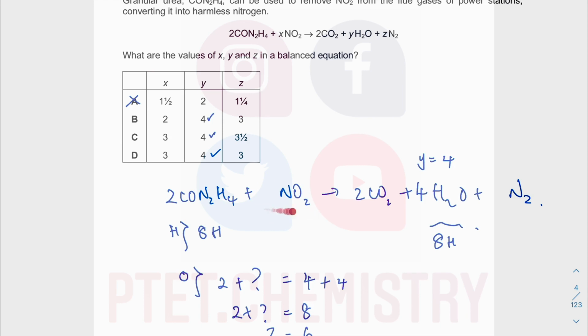To get 6 oxygen here and to have a 2 there, this must be 3, because 3 times 2 gives me 6 oxygen. So this must be 3. So X must be 3. Okay, so B is out.